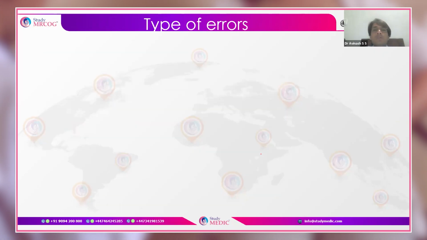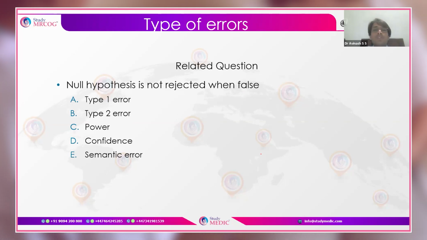Now, similarly, another related question: null hypothesis not rejected when false. That means, again, null hypothesis not rejected means what? We fail to reject, in other words, we accept it. When false, we should have rejected it. It is the same answer. It is type 2 error.